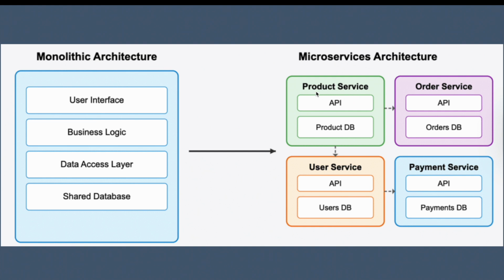Here, see, for the product service we are using product DB, for the order service we are using order DB, for the user service we are using user DB. That means we have multiple microservices and we have multiple databases. We are not using a single database, so we have the flexibility to use multiple databases in microservices architecture, but there is no flexibility to use multiple databases in monolithic architecture.